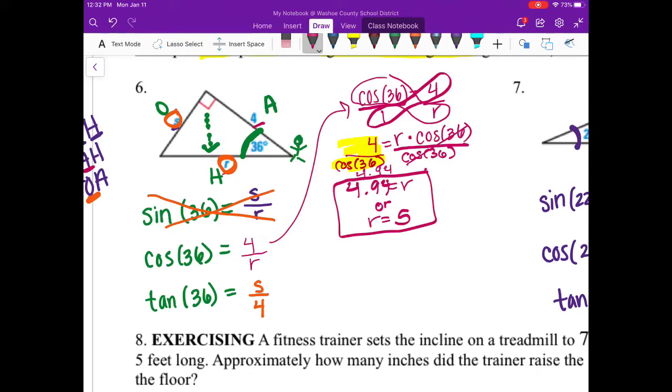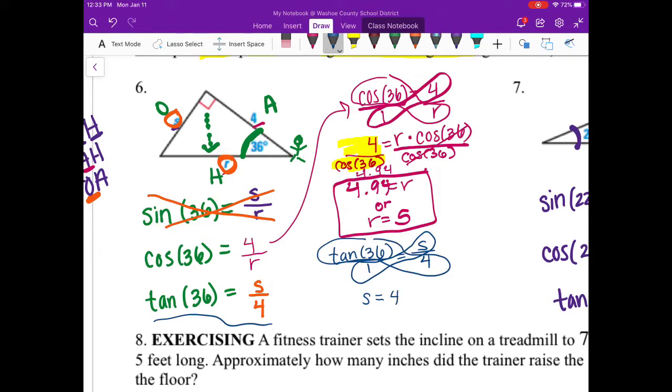So I have found one of the variables, and I'm going to follow the same process to solve for the second variable. And the second variable is going to be s. When I look at tangent, that's the one I'm going to use to solve for s, because that's the equation that only has s in it. So again, I'm going to set up tangent of 36, technically over 1, equals s over 4. And to solve for this one, I'm going to cross multiply. s times 1 is just s, and then tangent of 36 times 4 is 4 times tangent of 36.